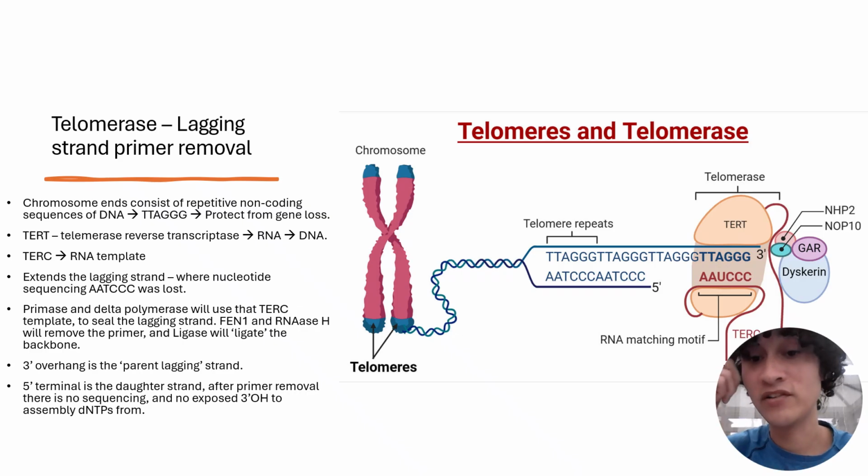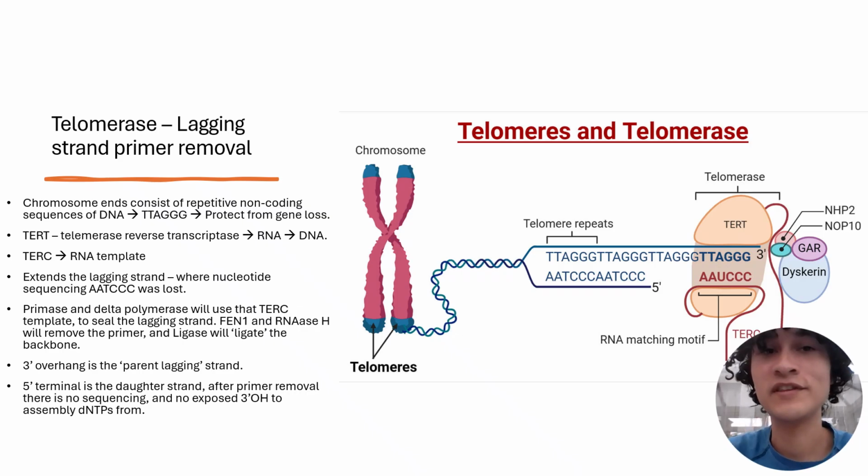And all telomerase does is bind to the 3' overhang, and it uses that RNA AAUCCC, it's really clever, as its own template for DNA polymerase to then build and refill the missing information.